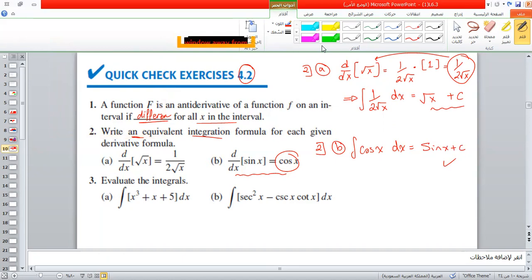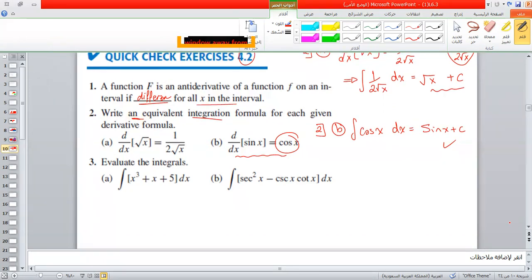Okay, can I do 3A? Question 3A: evaluate the integrals. Yes, x to the power of 4 over 4 plus x to the power of 2 over 2 plus 5x plus c. Excellent. Plus 5 what? 5x, plus c. Great job. Thank you. Letter B.